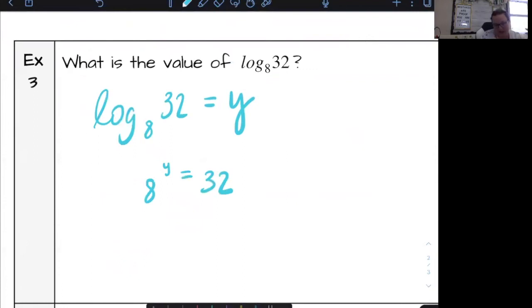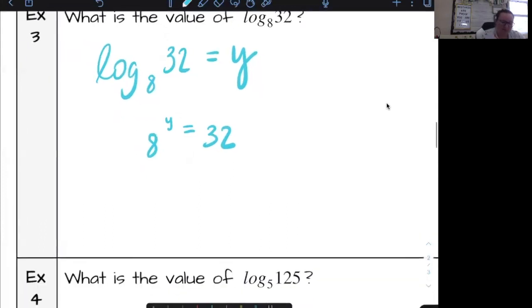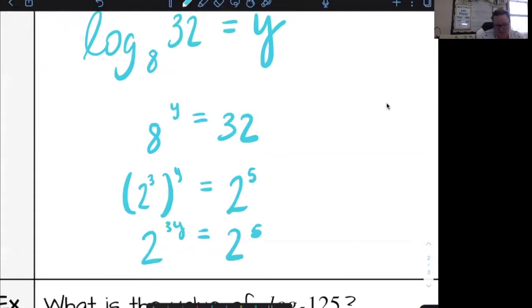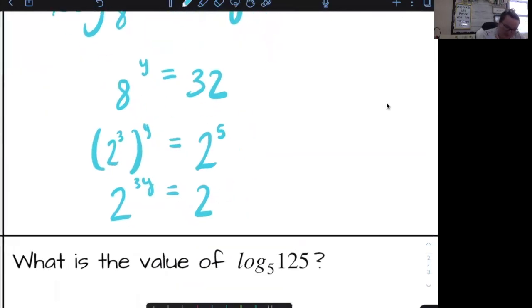So I don't know how to do that in my head, but we could try a few things to solve this. One is 8 and 32 can be rewritten as the same power with the same base. So when I have 8 to the y, 8 is really 2 to the third power. 32 is really 2 to the fifth power. So 2 to the third to the y would be 2 to the 3y equals 2 to the fifth. And then we just solve it from there.